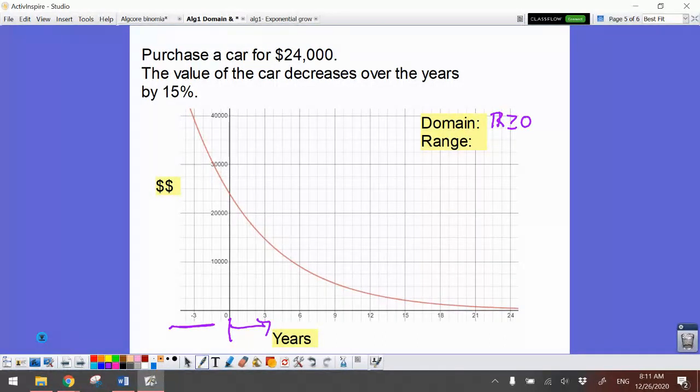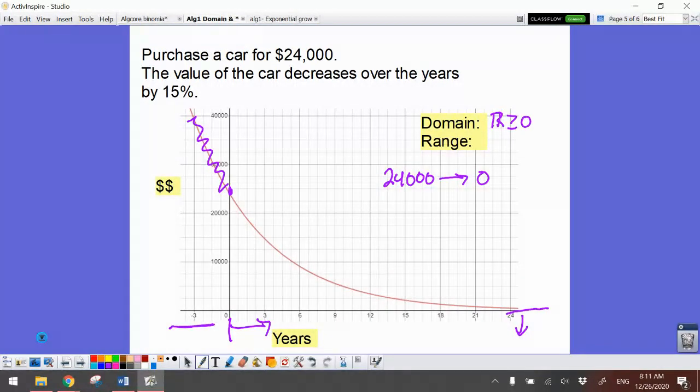What about my range? Well, now this is interesting because I started at $24,000, so I know this part of the graph is gone. I can't have anything more than $24,000. That is what my price was. So it's coming down and it's approaching 0. Is it ever going to go below that 0 line? No. And is it ever going to reach 0? No. So I'm actually between 24,000 and 0.